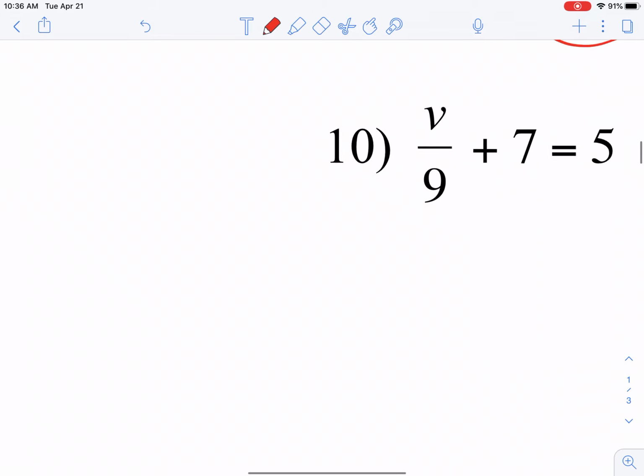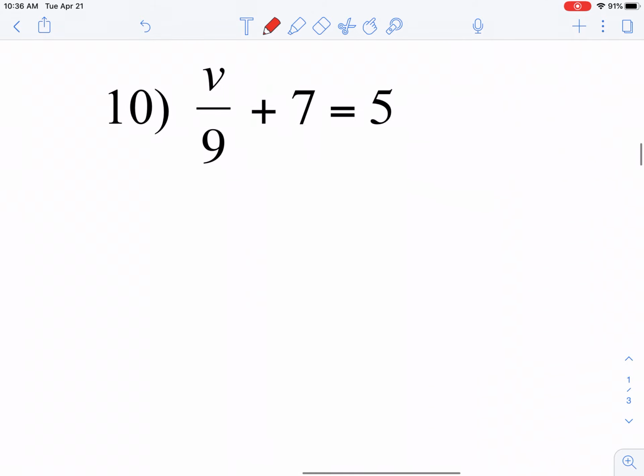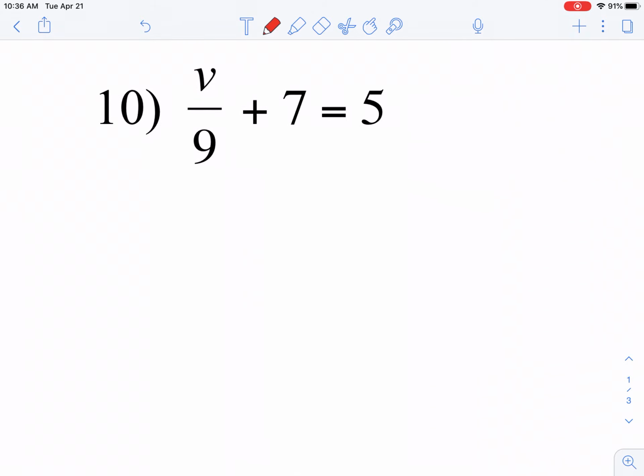The last and final problem for your review is number 10. It says V divided by 9 plus 7 equals 5. So the first thing we're going to do is inverse of subtraction. We're going to minus 7 from both sides.